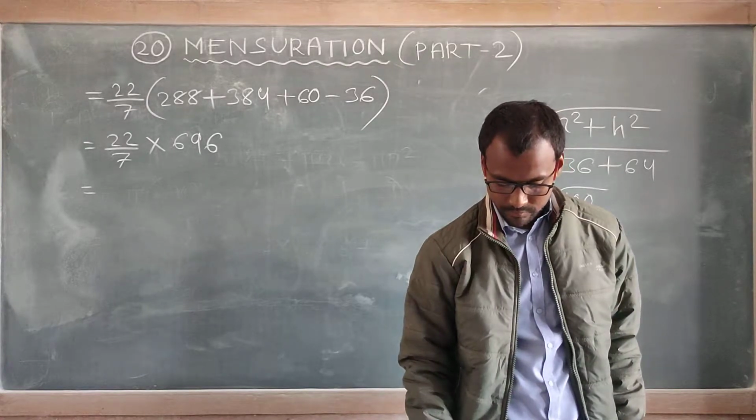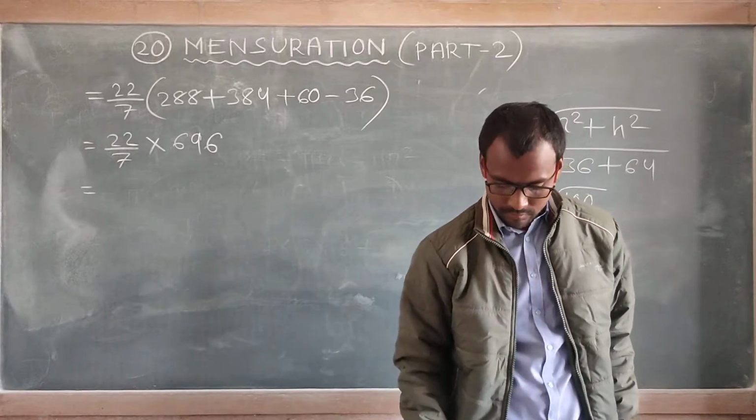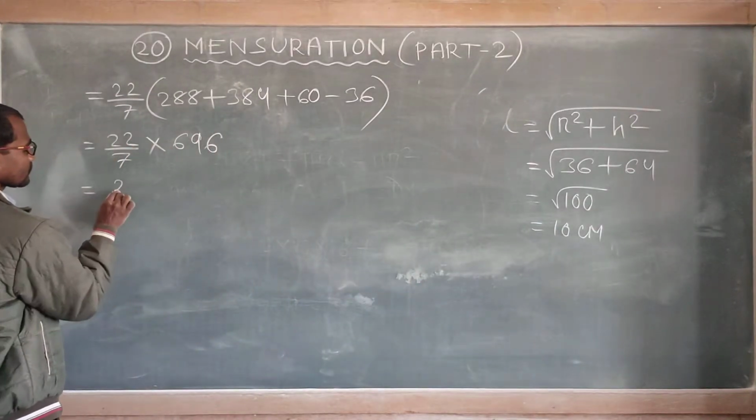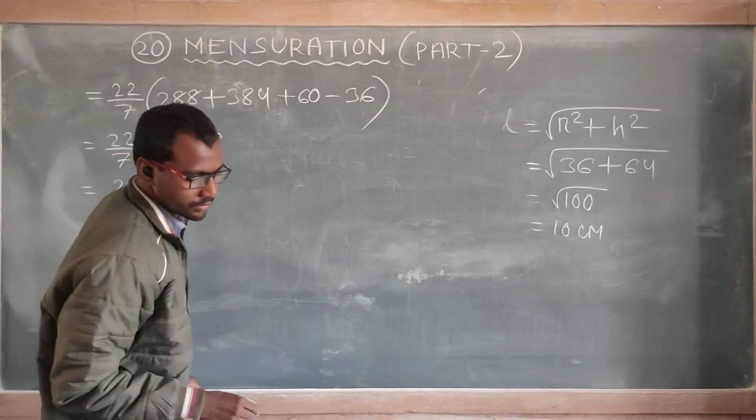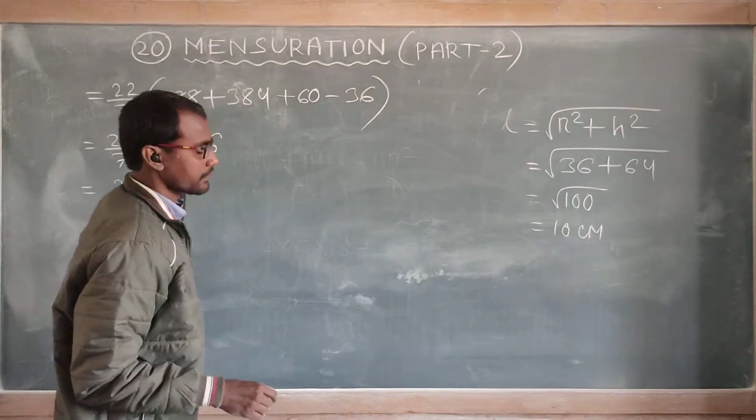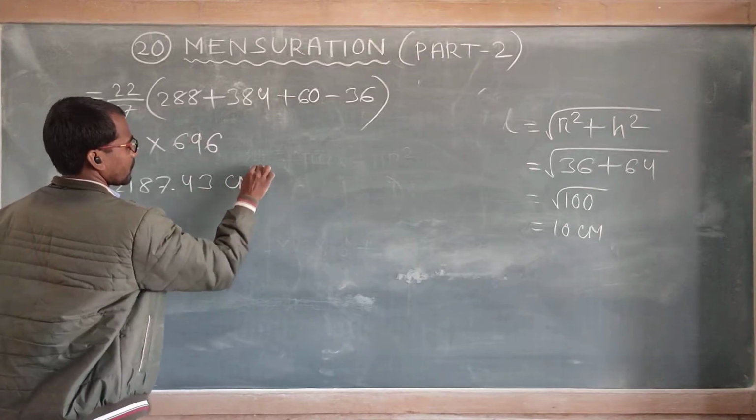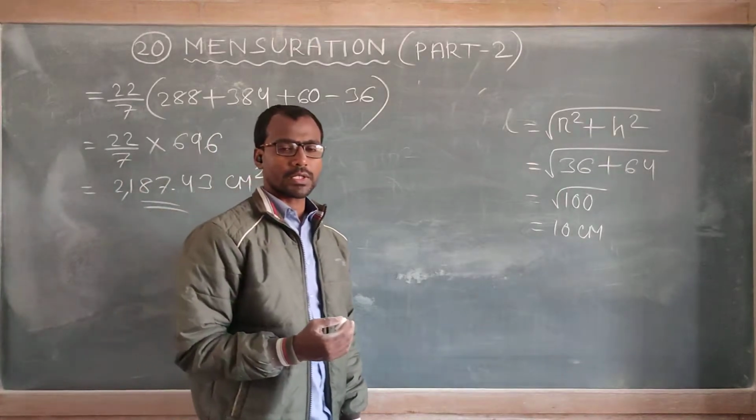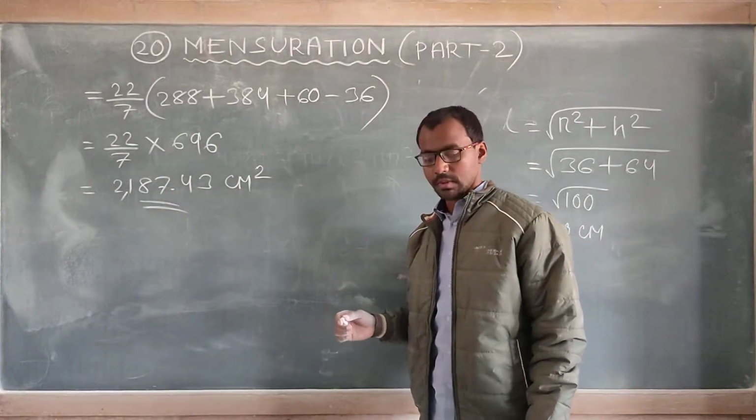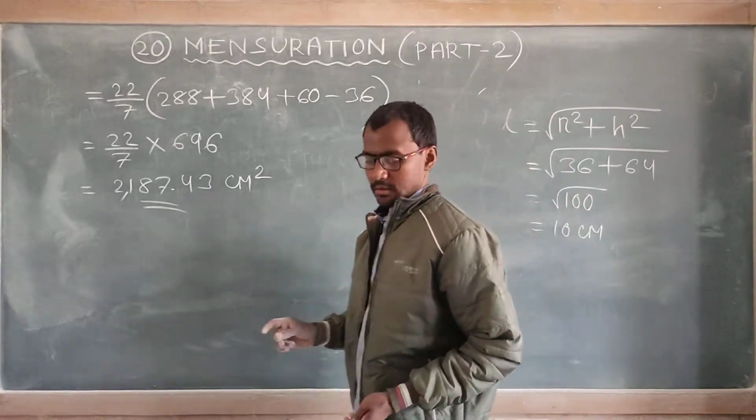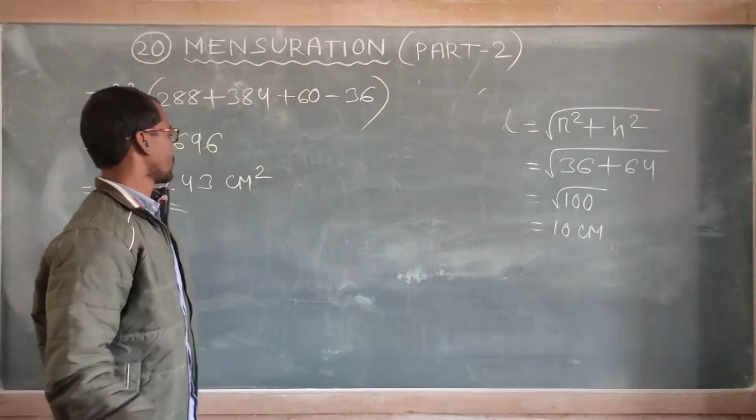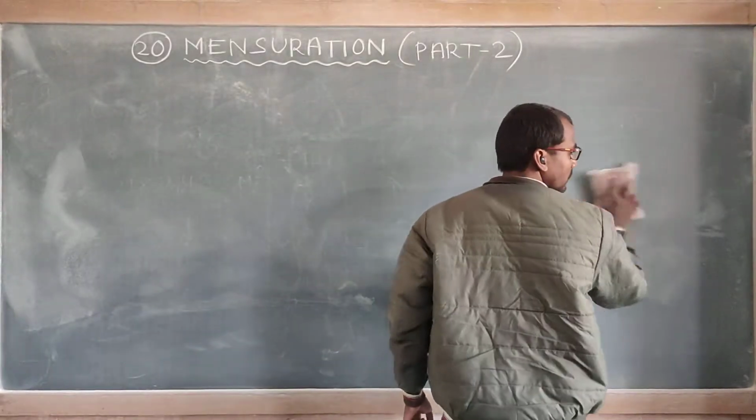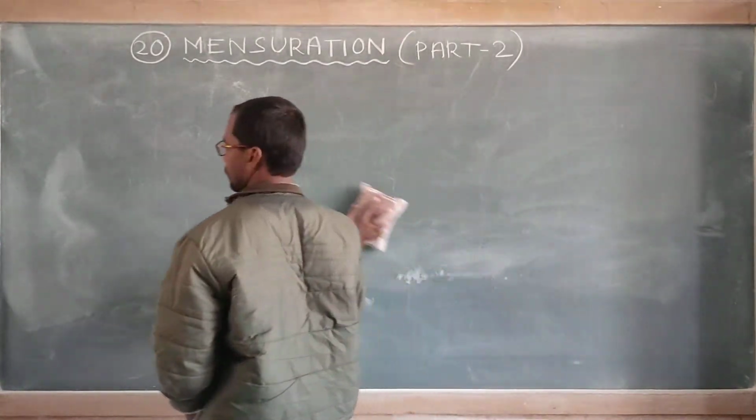696 into 22 is 15312, divided by 7 is 2187.428, which means 2187.43 square cm. So this is the total surface area of the resulting solid when the cone is taken out of the cylinder. 2187.43 square cm. Clear? Now move to question number 4.